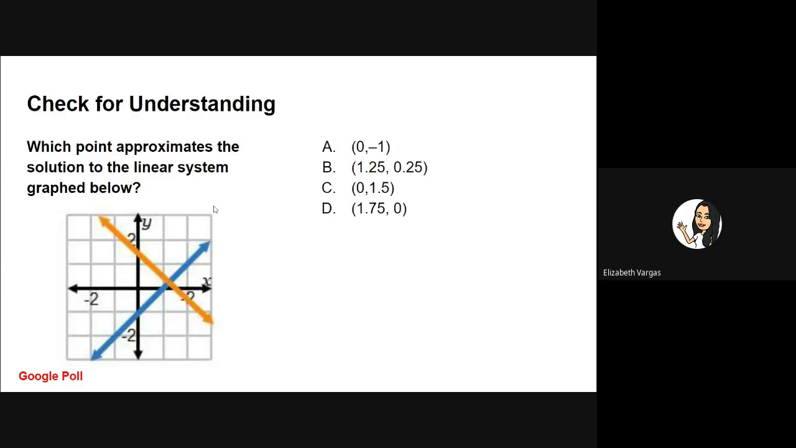Which one would represent my point of intersection? So now we're interpreting this graph. We're not graphing it and finding the solution. We're given the graph and we're just asked to interpret what that point of intersection is. What is that solution? Oh, let me launch that poll. A, B, C, or D. Wonderful. Keep going. About 30 seconds.